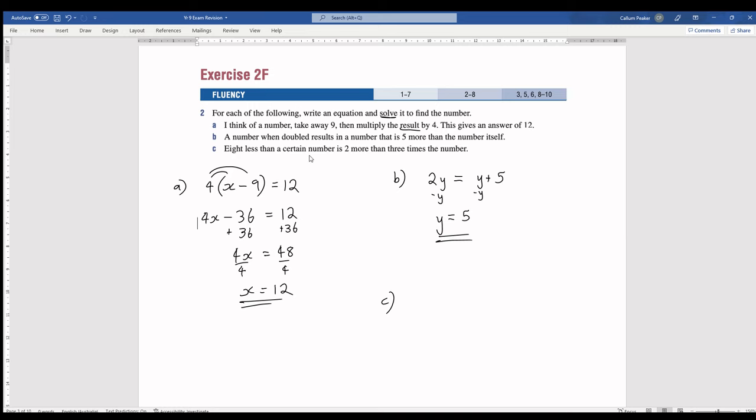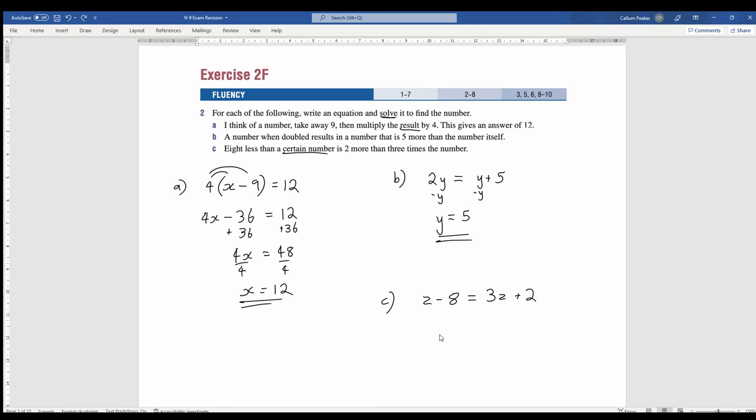So we see that 8 less than a certain number. So this is our variable. So 8 less than that, which is to say, I'll use z in this one. So 8 less than z is, or equal to, 2 more than 3 times that number, which is to say it is 3z plus 2. It is 2 more than 3 times the number.